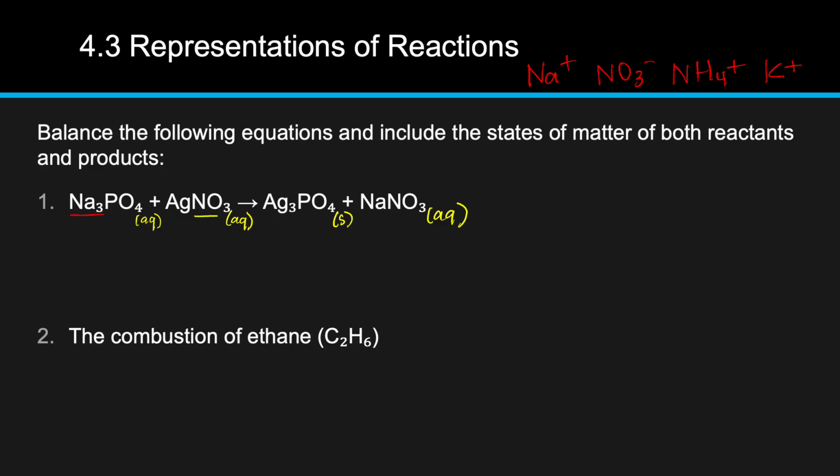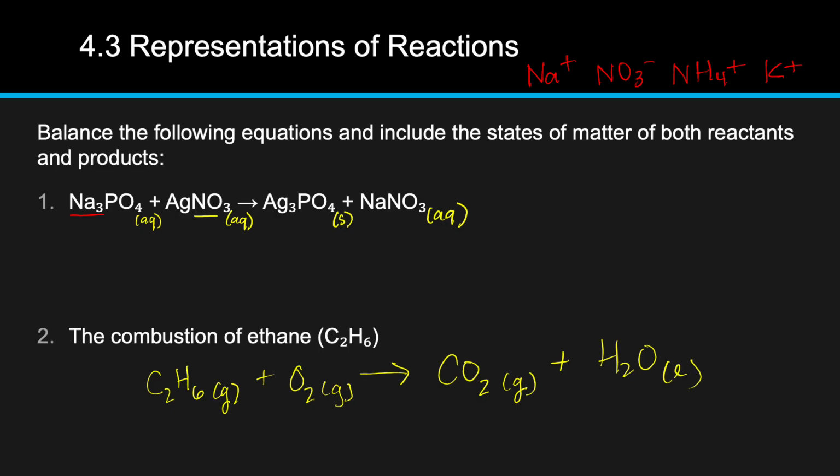Then looking at number 2, the combustion of ethane. So if we have a hydrocarbon, C2H6, ethane is a gas, and we are combusting it. We know in order to combust something, we need oxygen, so we're going to have O2 gas as our other reactant. And then we know when we have combustion reactions, we are forming carbon dioxide, which is another gas, and water, which is a liquid. So now let's move on to the next slide to balance these equations.